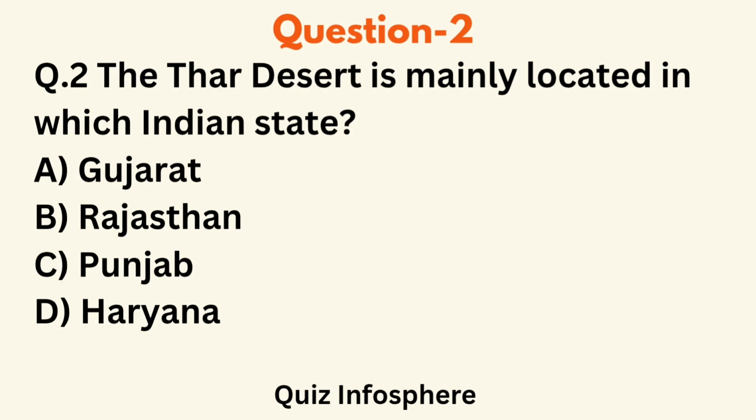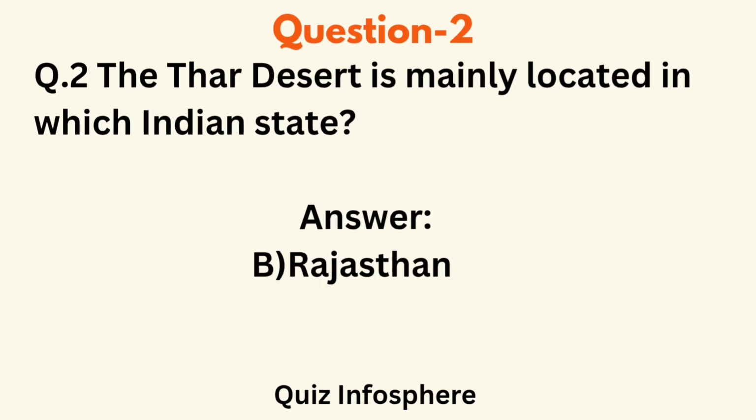Question 2. The Thar Desert is mainly located in which Indian state? Gujarat, Rajasthan, Punjab, Haryana. The correct answer is option B, Rajasthan.